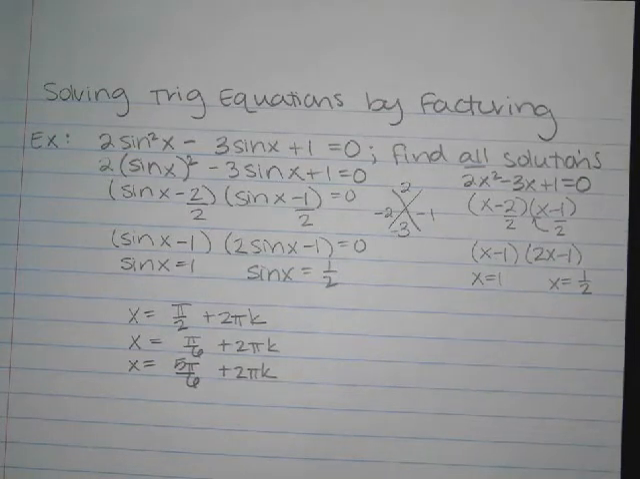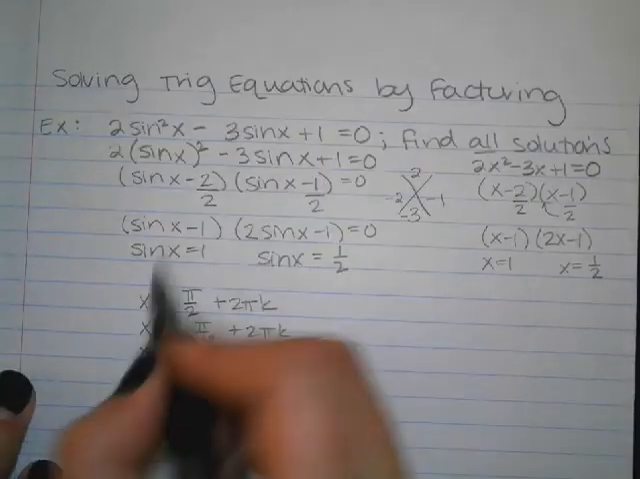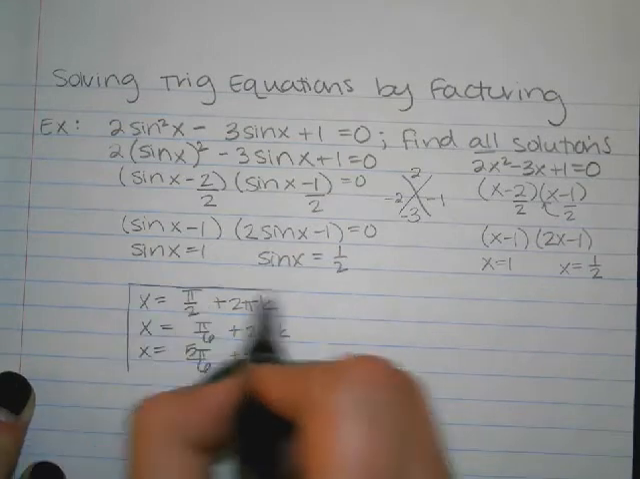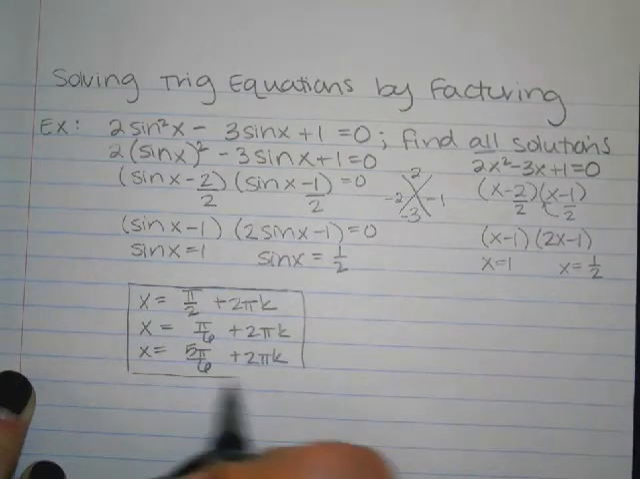Do you see how it's taking what we did yesterday and adding some more to it? Because the only difference between today and yesterday is now we're factoring. We're factoring and then we get some answers. Okay. So you have to have all of them. You can't just do pi halves plus 2 pi k. You have to have the 5 pi 6. You have to have all of them.